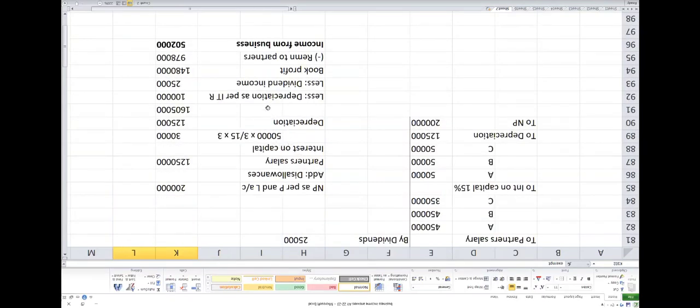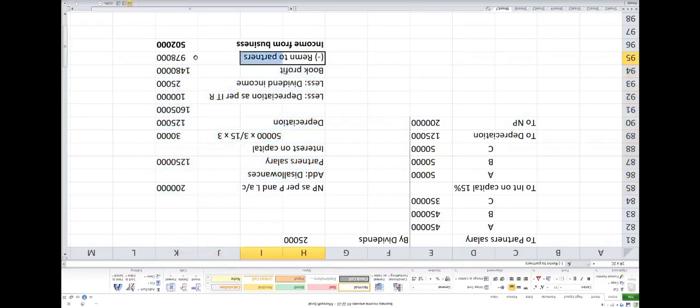What is book profit? Book profit is after all deductions. You can calculate book profit. This is after all adjustments, except remuneration. So book profit is like a normal computation only. It is after giving effect to all adjustments except for remuneration.